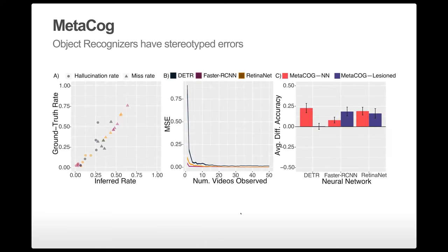And on the right-hand side is a summary of the results. We can take three pretty well performing object recognition systems and improve them. This is showing the difference between the original object recognition system and the object recognition system incorporated into this larger model with Bayesian inference on top. We show that we can actually recover on the left-hand side the error rates of the neural network pretty well, both in terms of the hits and misses. This is showing you the inferred rate as a function of the ground truth rate. And in the middle, we show that the more data we observe, the better our inferences get over time.